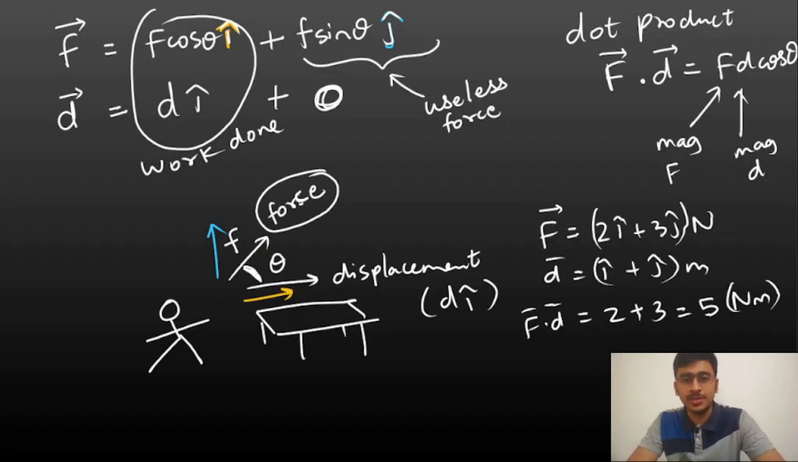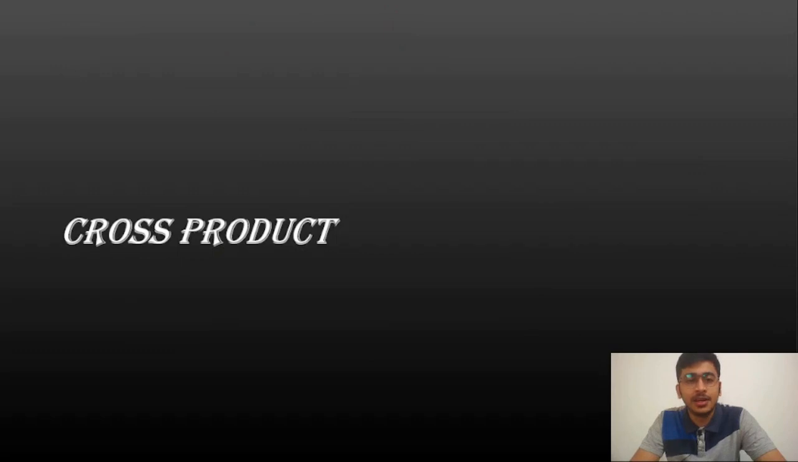We can also use a similar concept to find the angle between these two vectors. How do we do it? Simply by taking the components of F and components of D and dividing, basically using this formula. Maybe I'll show you guys how to do that later on in this chapter. Let's understand cross product.